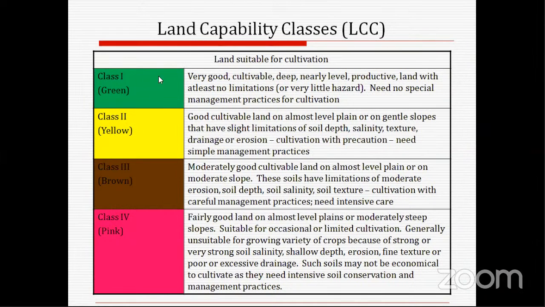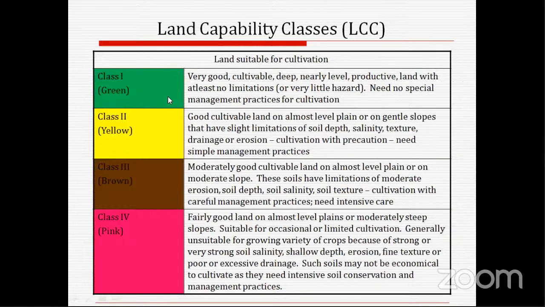Now see, students, classes 1, 2, 3, 4 are completely suitable for cultivation. Somehow, whether it's good or bad, we can go for an agriculture cropping system. With the colors, please remember, students, you may get some questions on this. It is important for both sections of students. Green color means very good. Yellow is somewhat good. Class 3 is moderately good. Class 4 is represented in pink, fairly good. Just to remember: green, yellow, brown, pink.